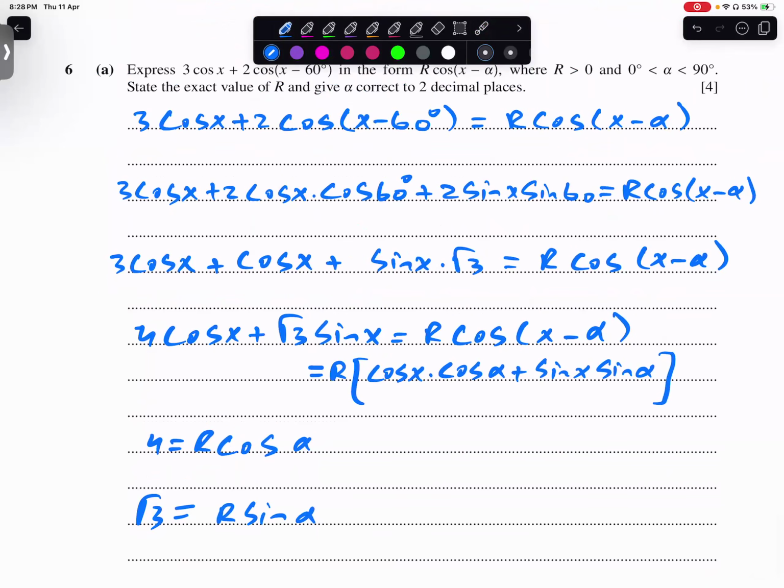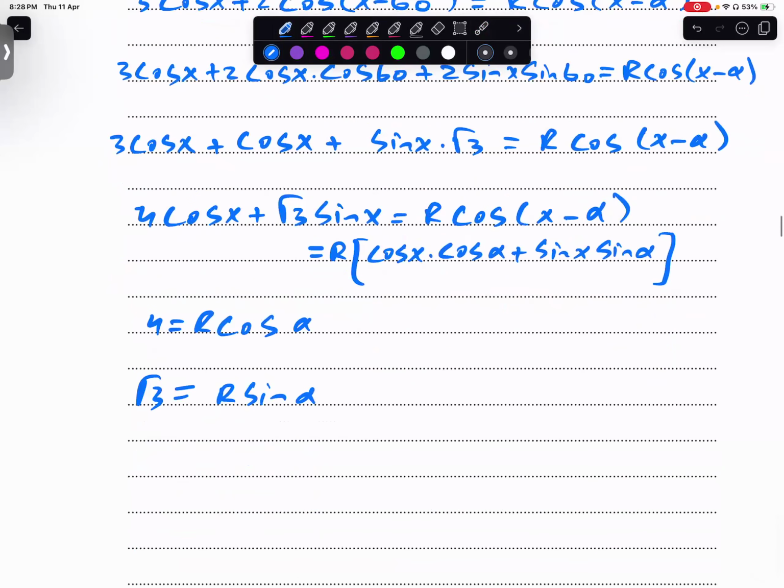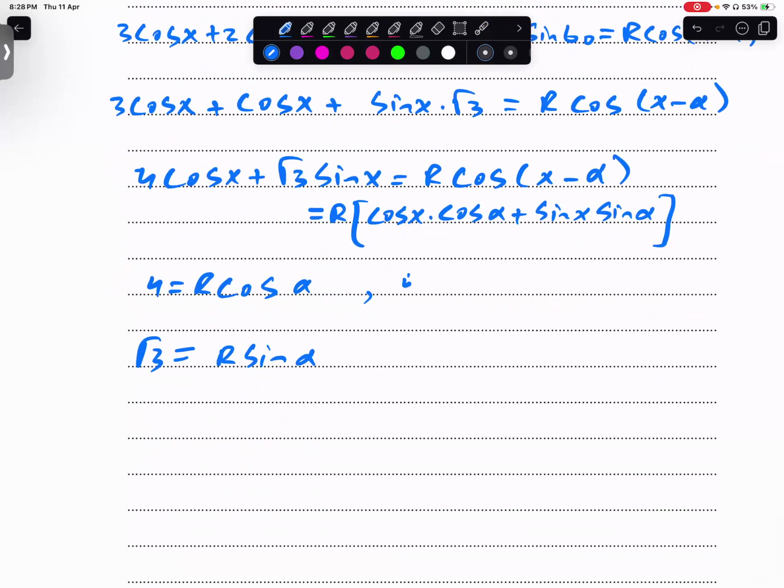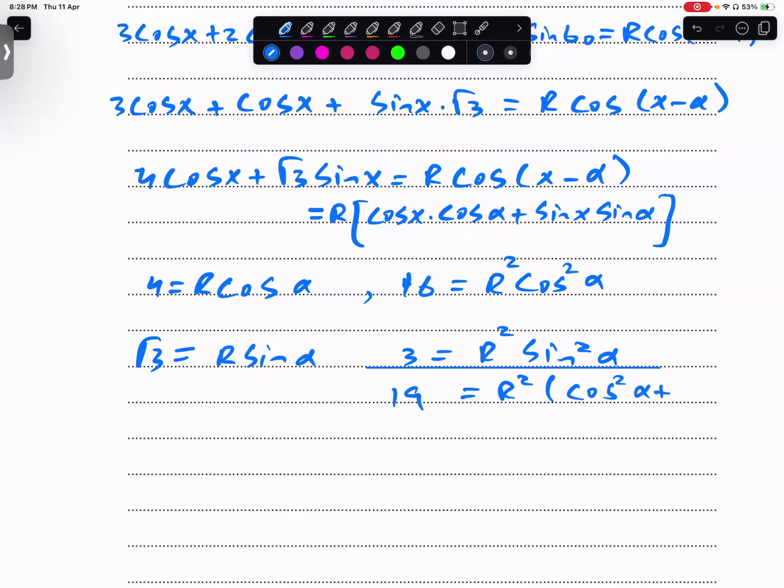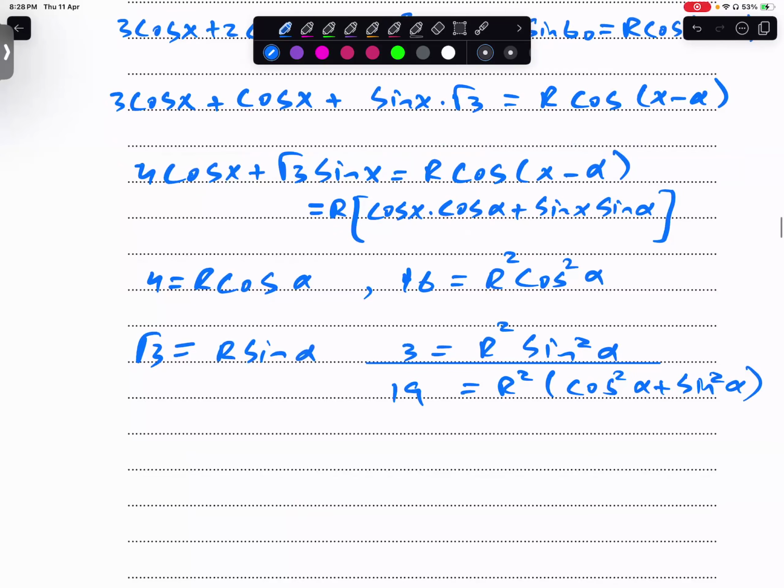State the exact value of r and give alpha correct to 2 decimal places. So to find the exact value of r, students, we square these equations. So r squared cos squared alpha is equal to 16 and r squared sine squared alpha is equal to 3. Squaring and adding, you will get 16 plus 3, which is 19, equals r squared cos squared alpha plus sine squared alpha. I just took r squared common, so this is 1, cos squared plus sine squared.